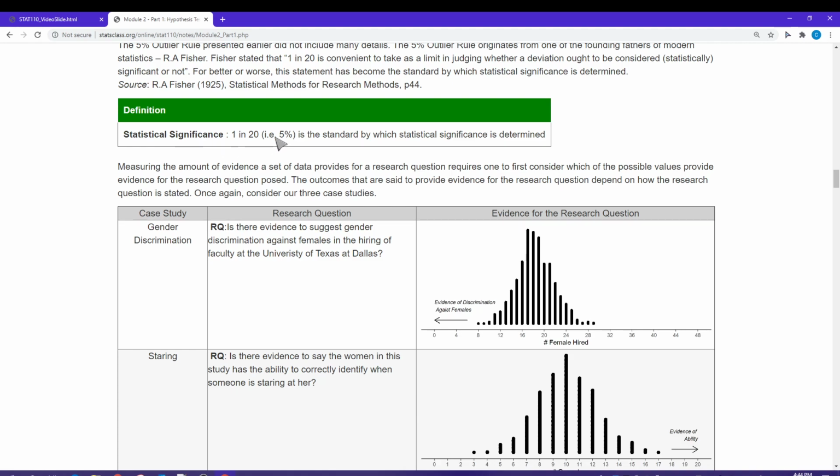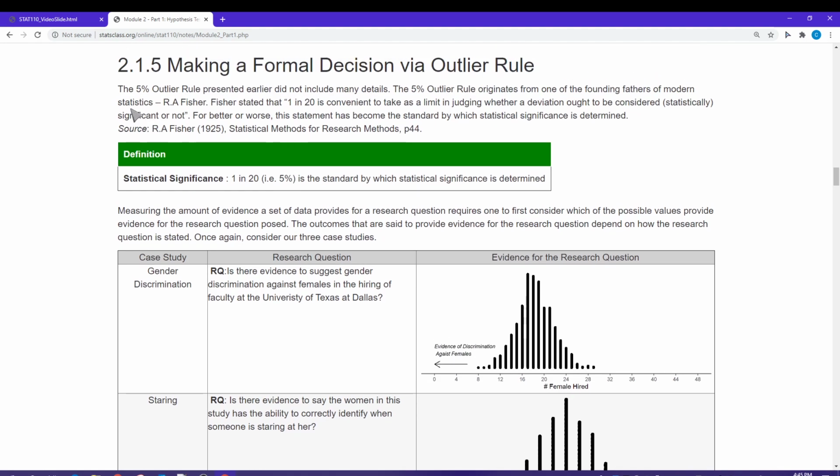So that 5% outlier rule is used almost entirely, not just within statistics, but everywhere. So when I help people with their analyses in social work, if I have a faculty member in social work that needs some help, she knows about the 5% rule, and that's what we're going to use.